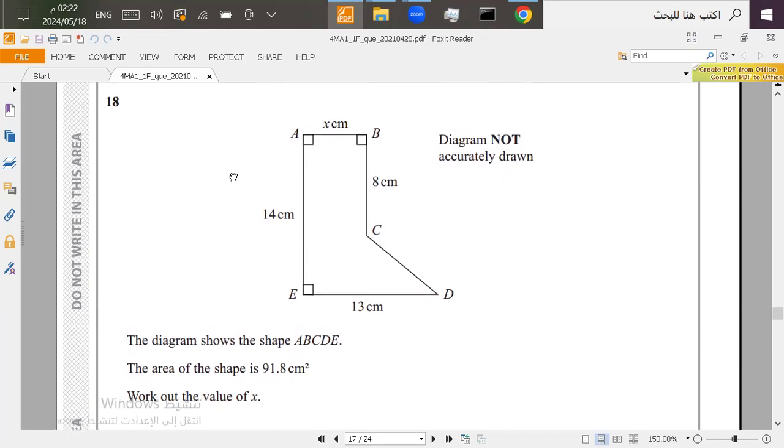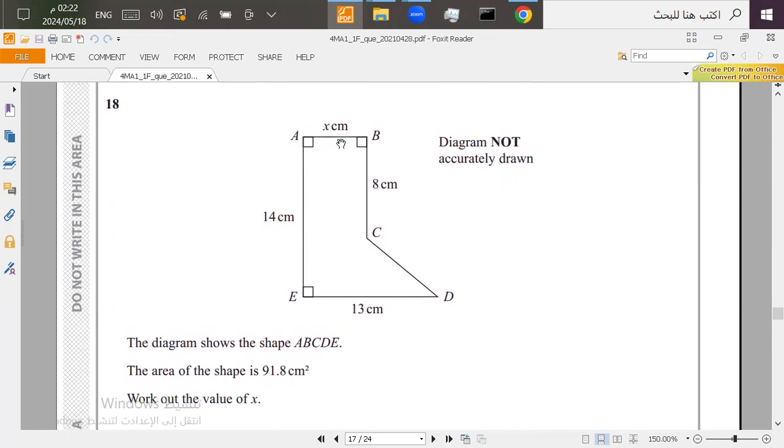So the area is 91.8. They want the value of x. Now, basically, this is the area of the whole shape. So if you find a way to put this area here, you'll understand how to find the shape. Now, let me show you the steps here.